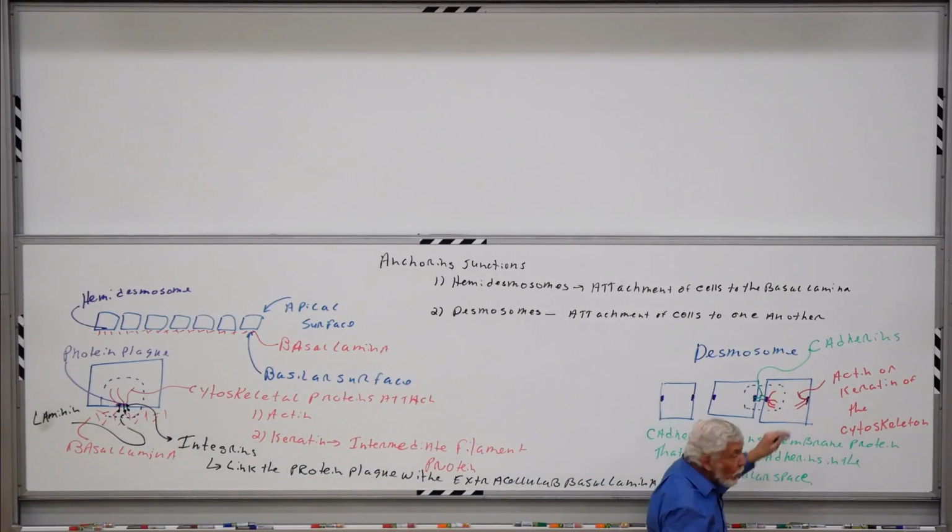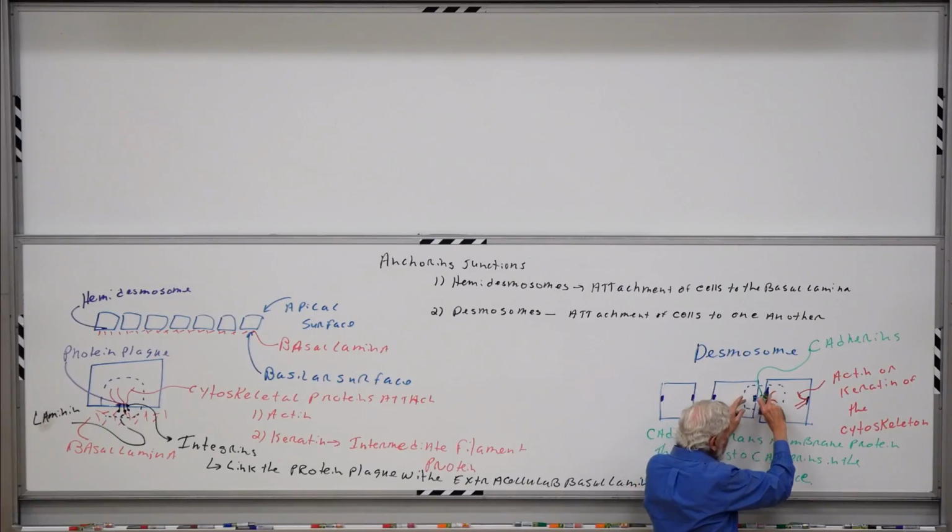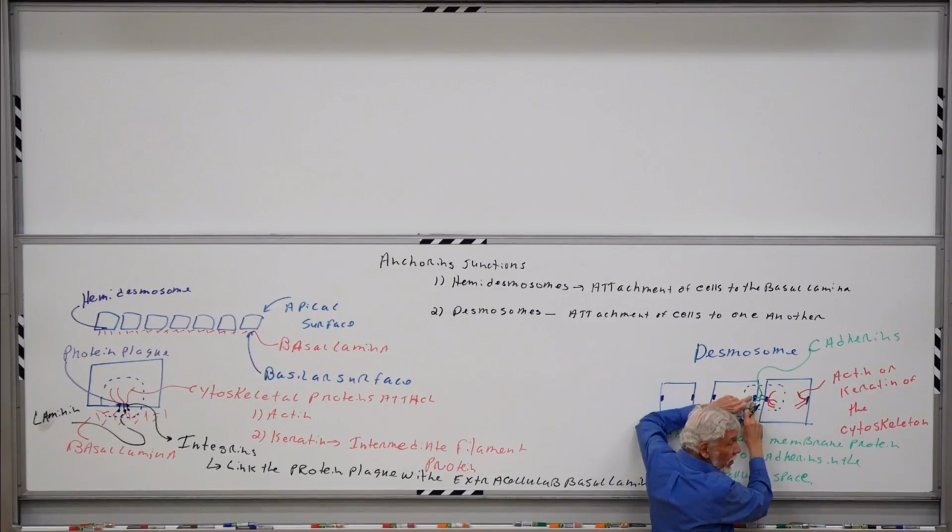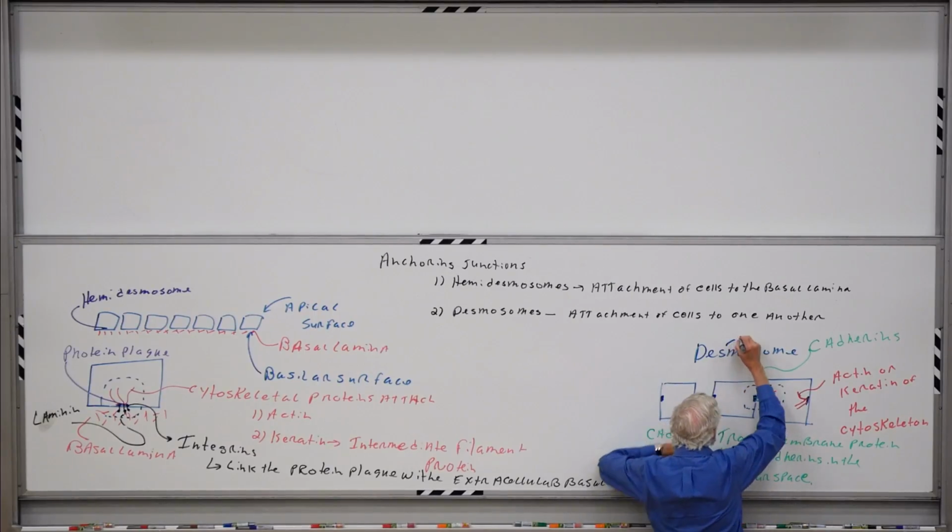So a desmosome includes both the protein plaque and the cytoskeleton and the cadherins from this cell along with this cell. The desmosome is said to be symmetric.